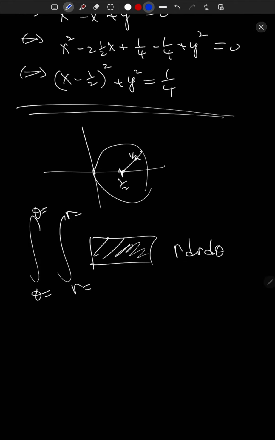Well, if we want to integrate with respect to r first, we draw rays through the origin, right? So starting at the origin, we're going to go until we hit the circle. And it's consistent in that way. It's always from the origin to the circle. So this is going to be from 0, which is the origin, r equals 0. And the circle is, well, we just said r equals cos theta is our circle. So r equals cos theta, right? This is the circle.